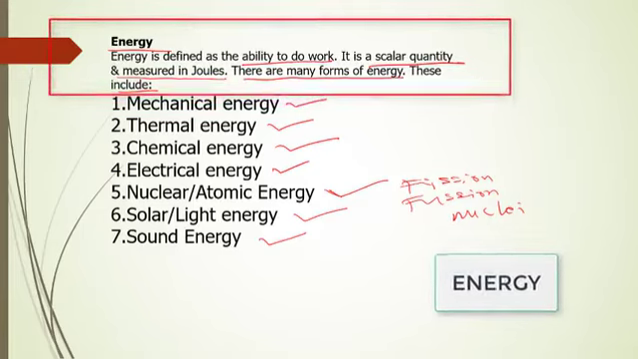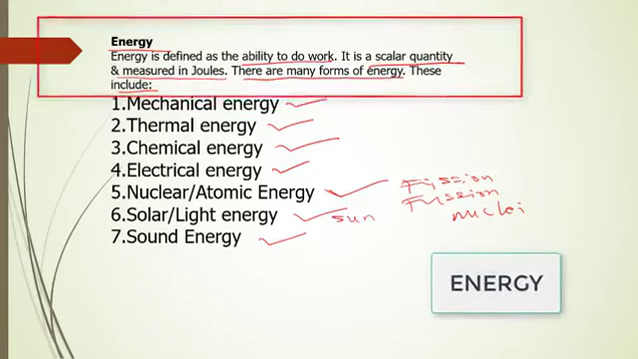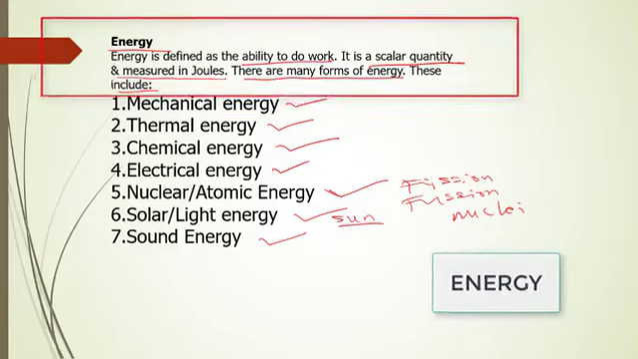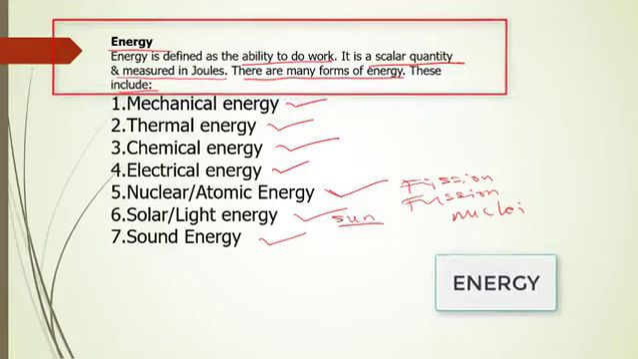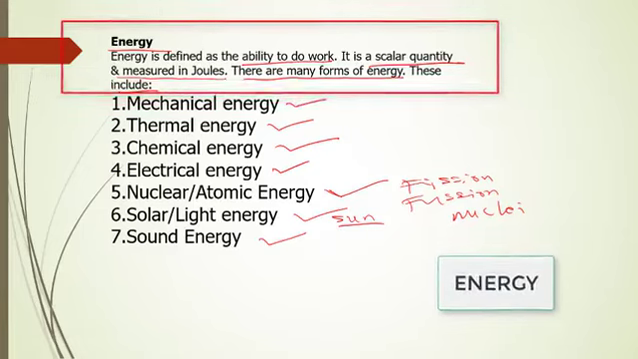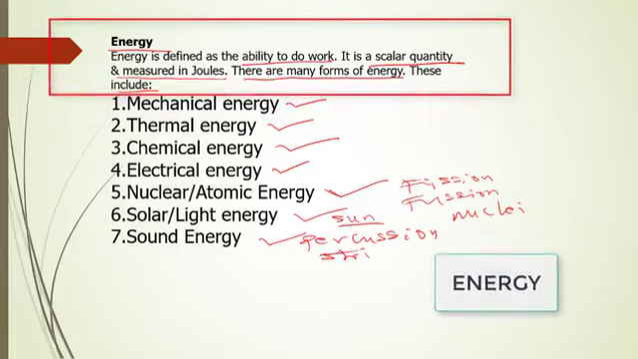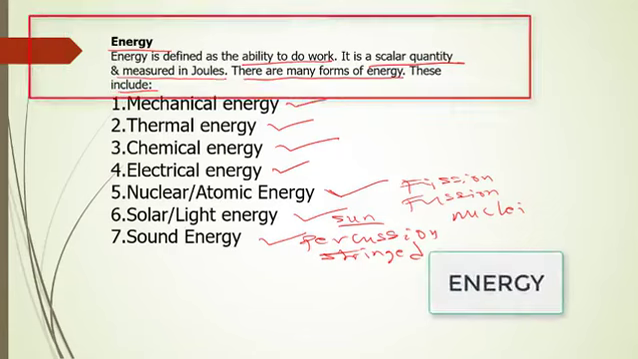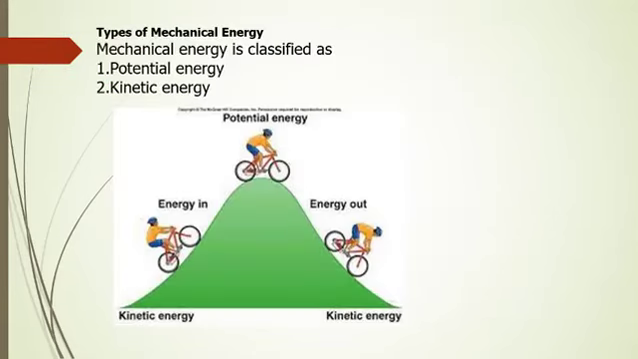Then, as we all know, solar has to do with the sun. It is energy that comes from the sun that helps us to dry our clothes, helps to keep our surroundings warm as well. And then sound energy is the kind of energy we get from music instruments such as percussion instruments. We also have stringed instruments and so on and so forth. The vibration of these helps to produce sound energy.